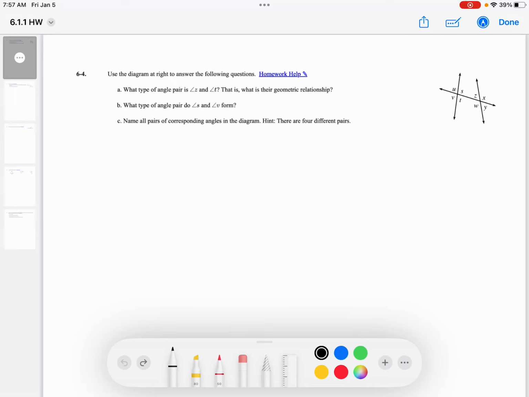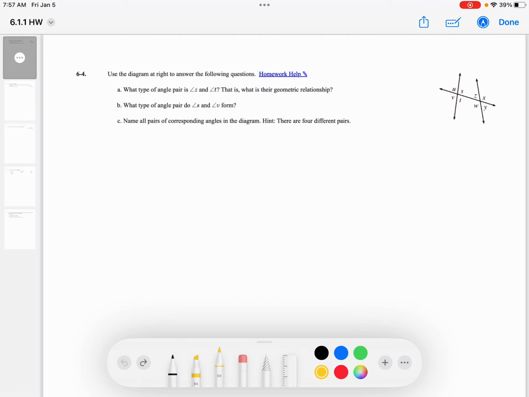All right, we're going to look at a review and preview problem starting with 6.4. Use the diagram at the right to answer the following questions. Before we answer the questions, let's just orient ourselves in this diagram. It looks like we have two lines here, and they don't look like they're necessarily parallel, and they don't tell us that they're parallel. And we have a line that crosses them right here, and we're going to call that line the transversal.